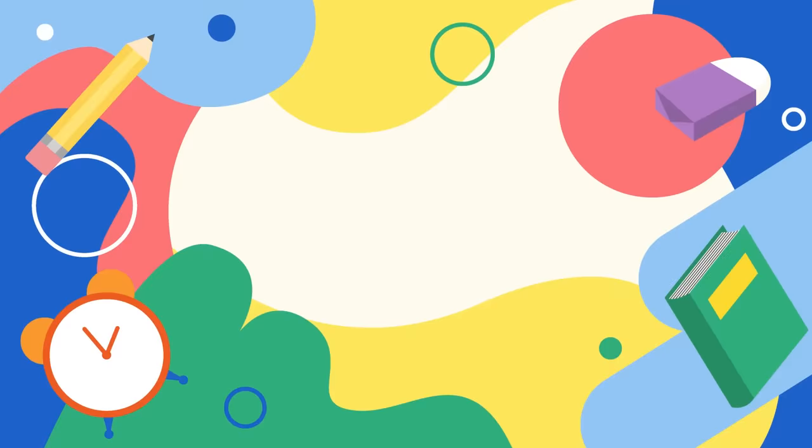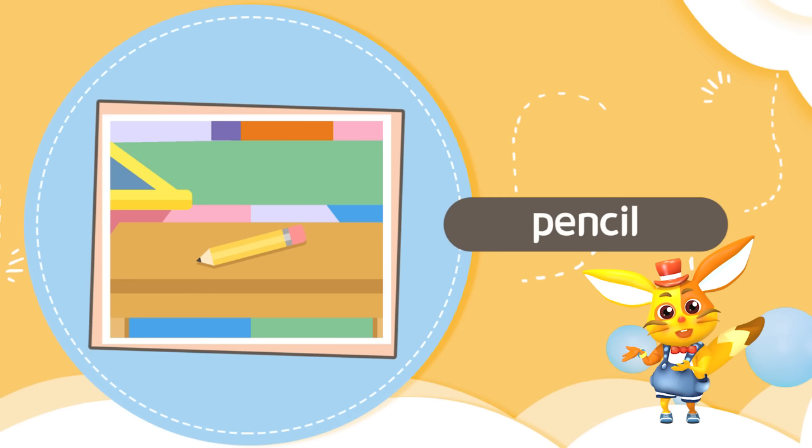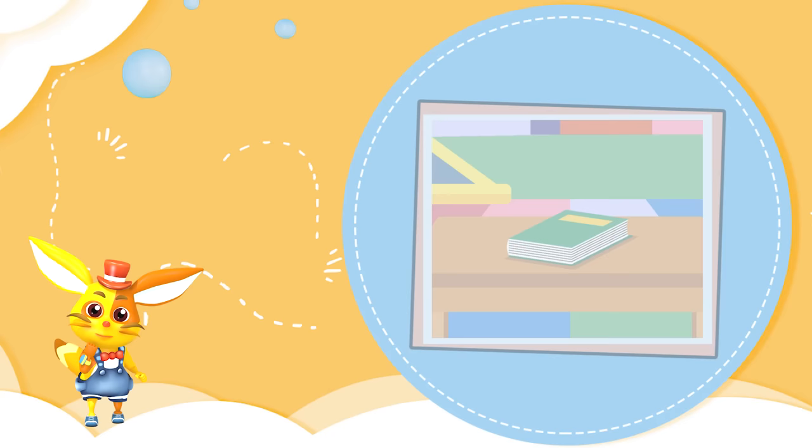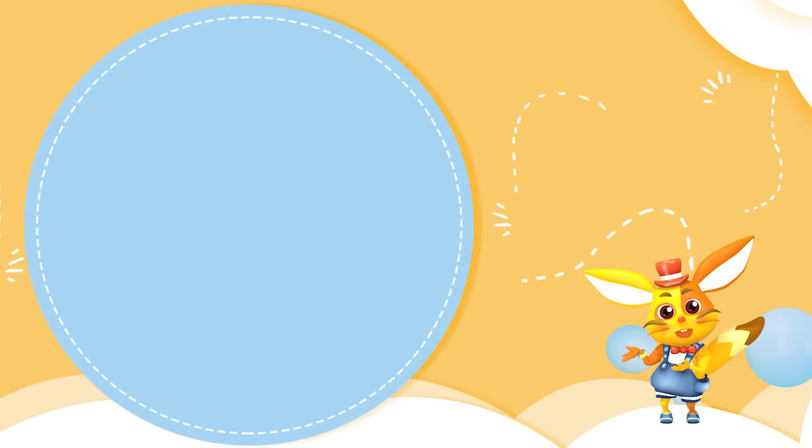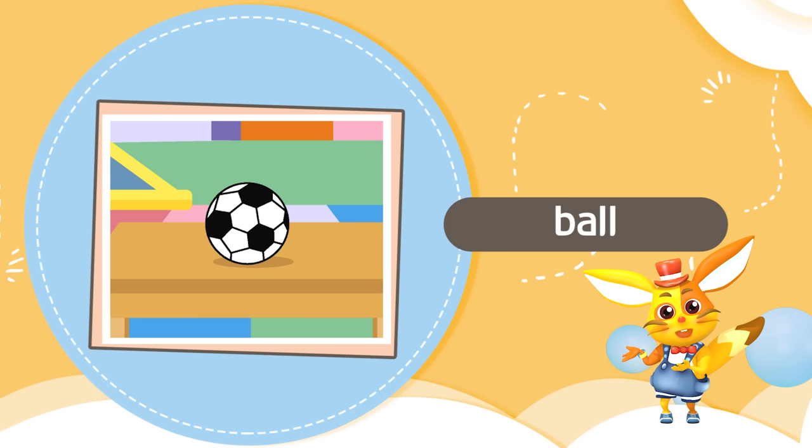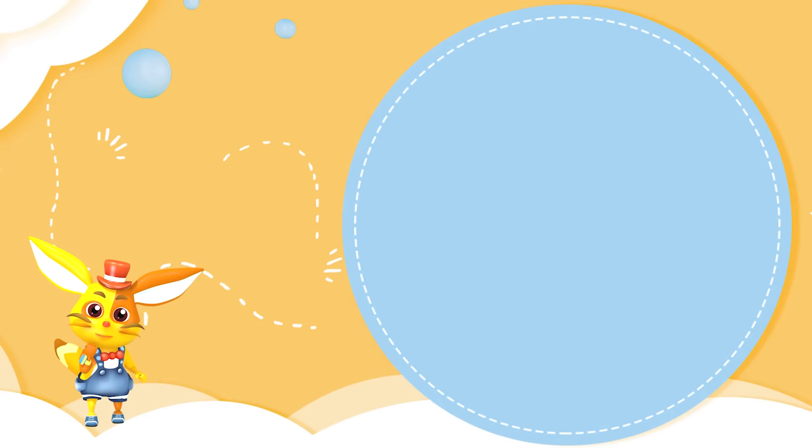What is it? Words. After you listen to each word, say the word. Pencil. Book. Ball. Cup.